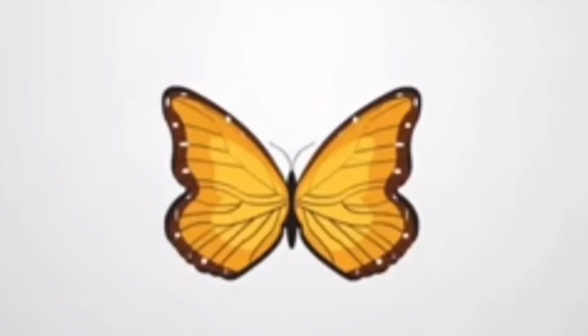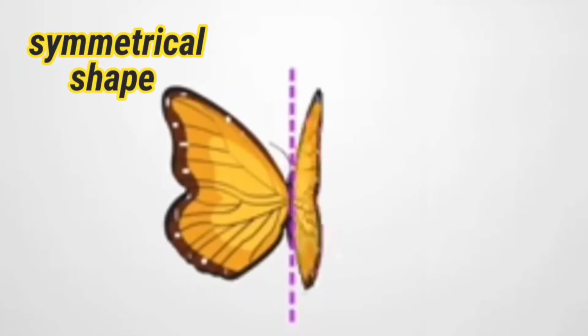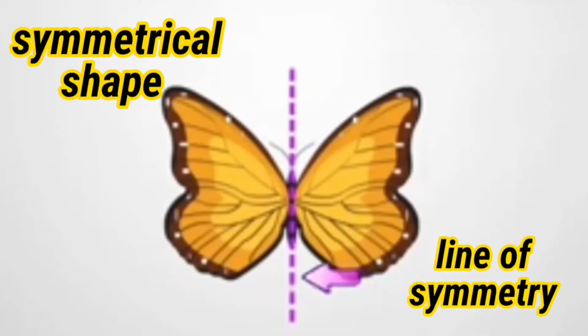Now let us take another example. When we divide the butterfly into two identical parts with a dotted line, its one half completely covers the other half. So students, what kind of shape is it? Teacher, it is a symmetrical shape. Yes, and what we call the line that divides this shape into two identical halves? Teacher, it is a line of symmetry. Very good. Now, let us learn more about the line of symmetry.